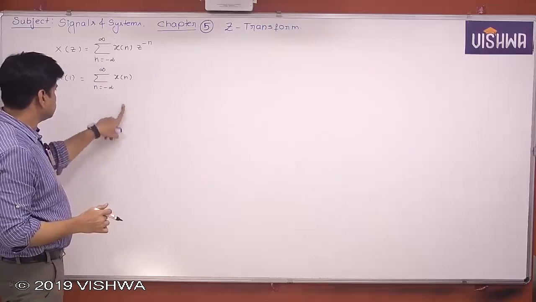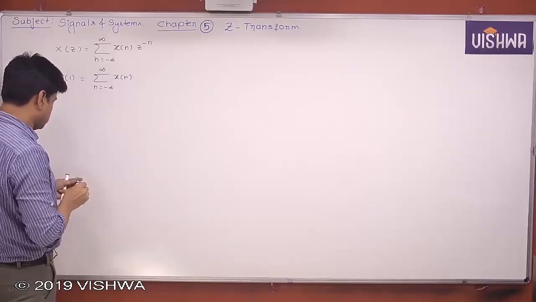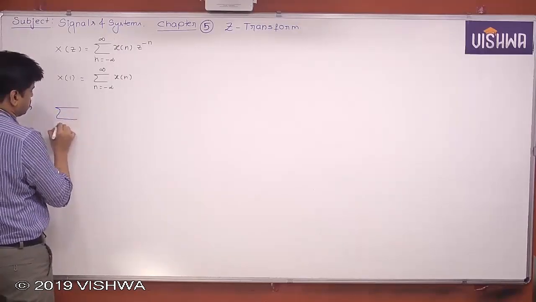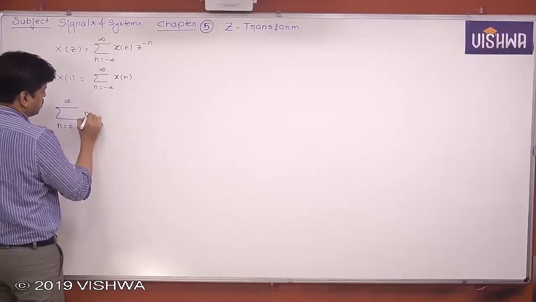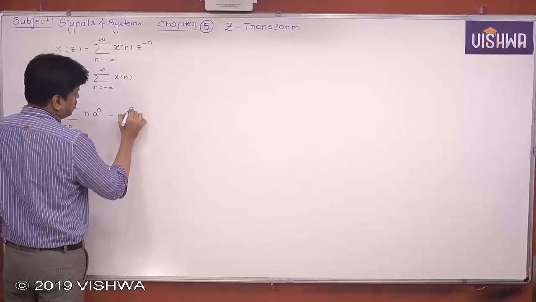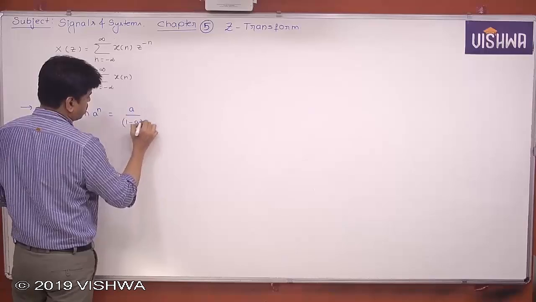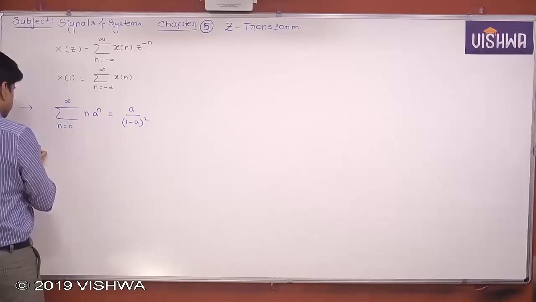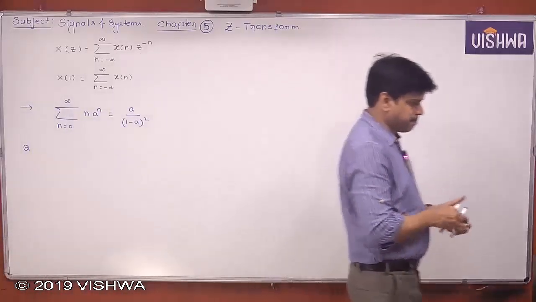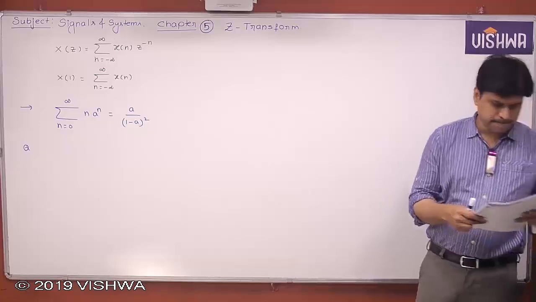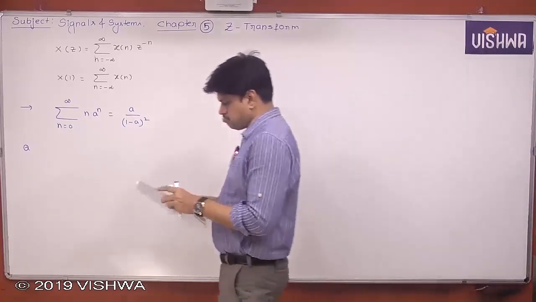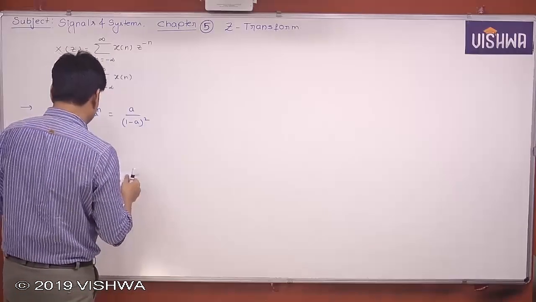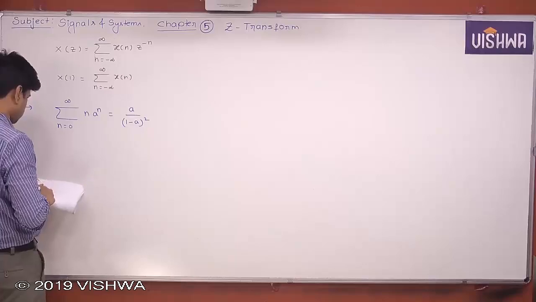Now let's see. We have seen one example also: summation n is equal to 0 to infinity n a power n is a by 1 minus a whole square. So based on this, there was a question. Question number 2.